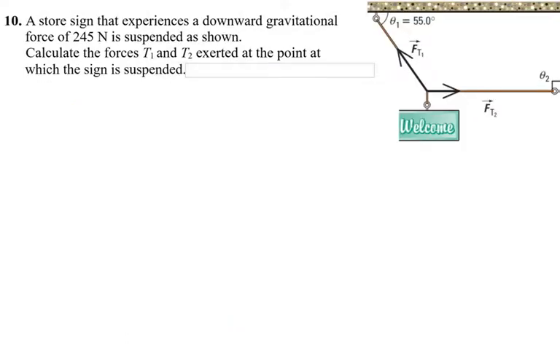Let's do another question. These are the most simple questions that we will do in our dynamics problem solving. So a store sign that experiences a downward gravitational force of 245 newtons is suspended as shown. Calculate the force tension 1 and tension 2 exerted at the point at which the sign is suspended. So what's given is the force of gravity. The force of gravity is 245 newtons.